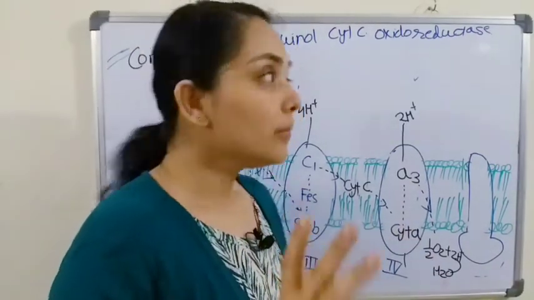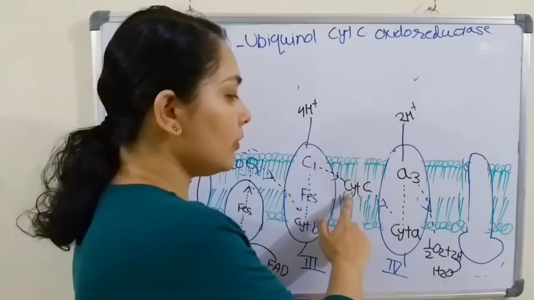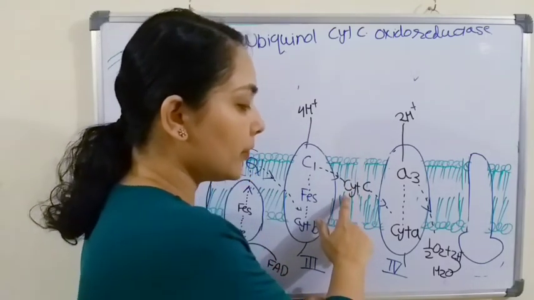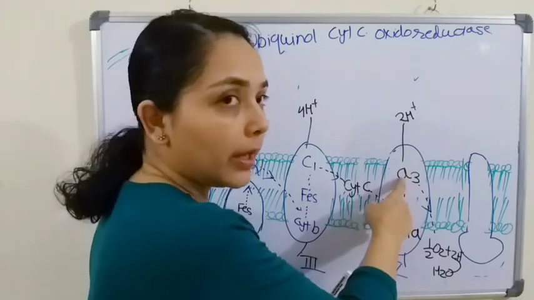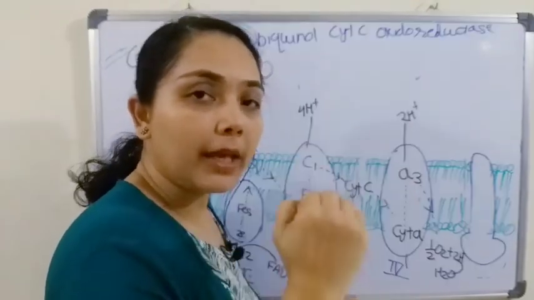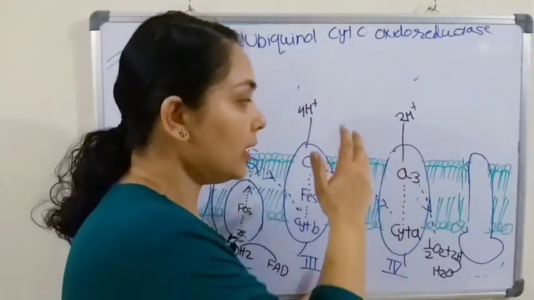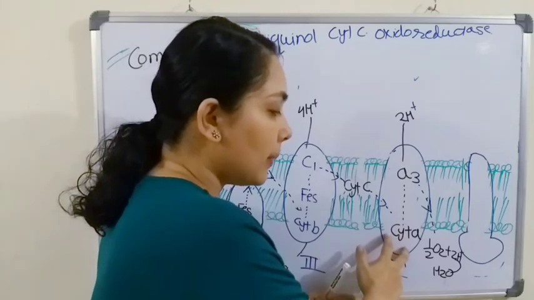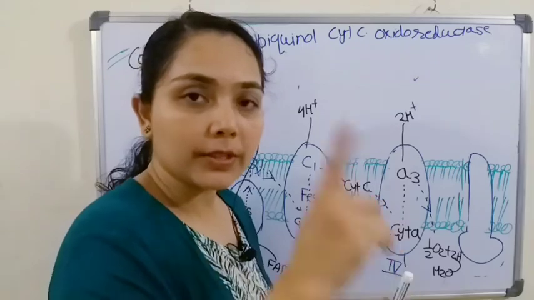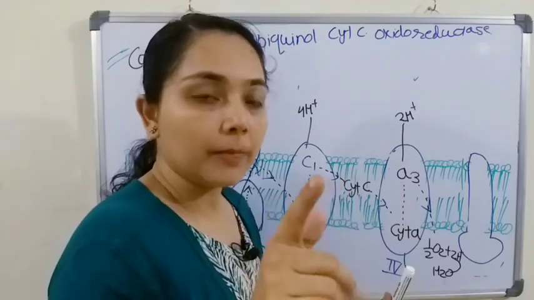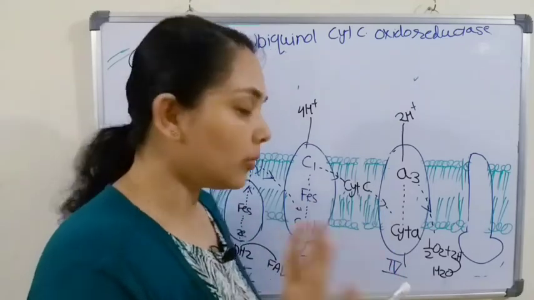Okay, so now we'll talk about complex 4. The electron from cytochrome C will be accepted by cytochrome A and finally by A3. So cytochrome A and A3 are part of complex 4. Like we had already discussed, this cytochrome also has a heme group which has the ion Fe. So apart from iron, this complex 4 also has copper. We just need to remember that.